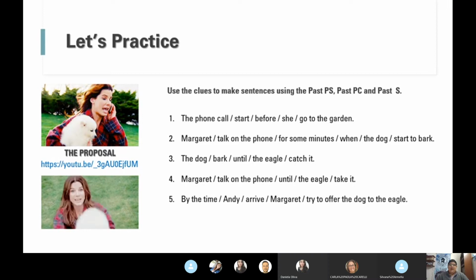And then the dog barked until the eagle catch it. The dog was barking until the eagle had caught it. Was barking is past continuous, and you can use it. Sorry.